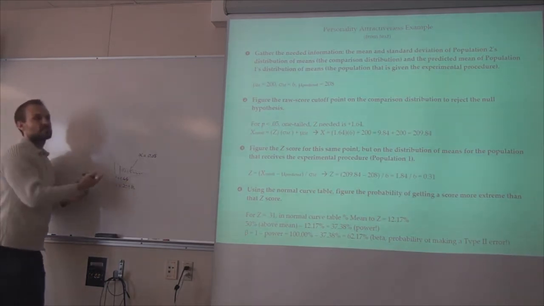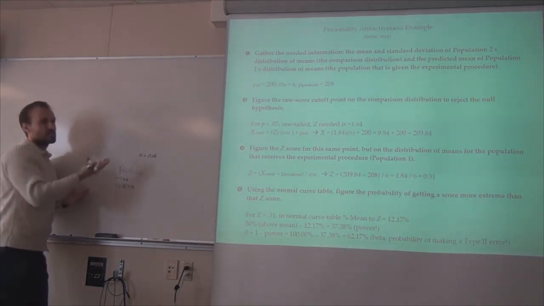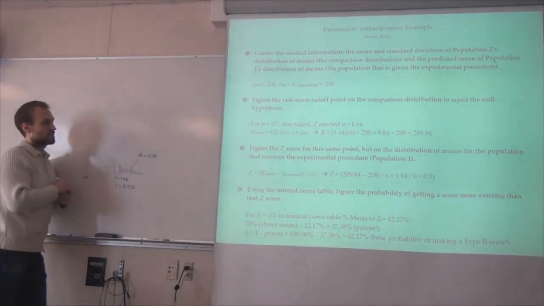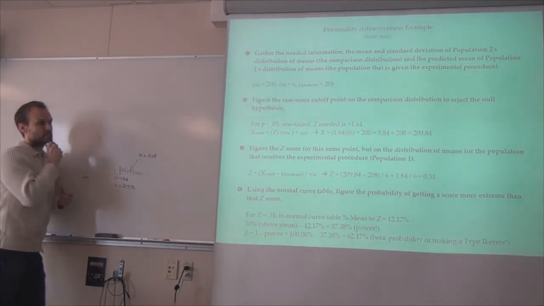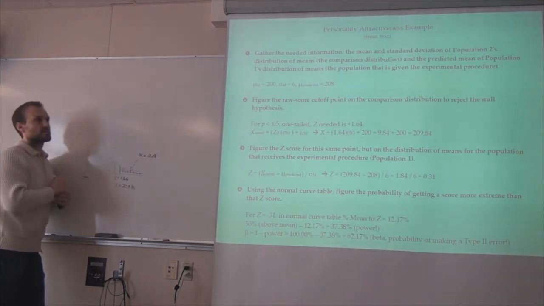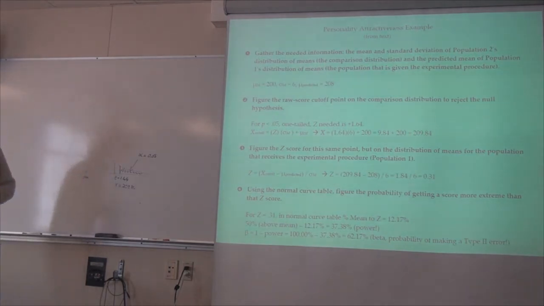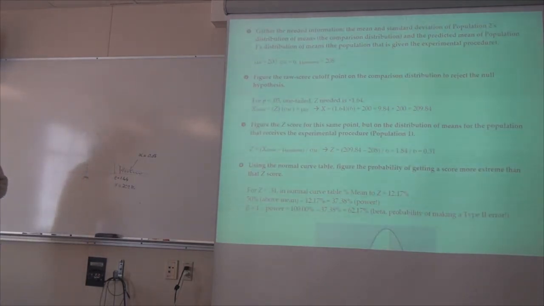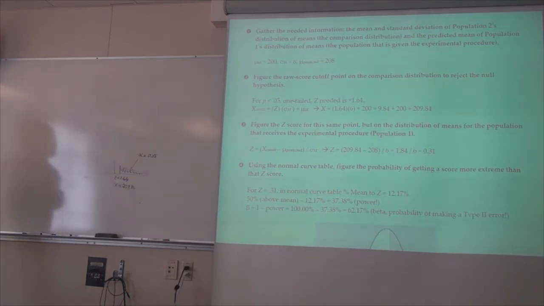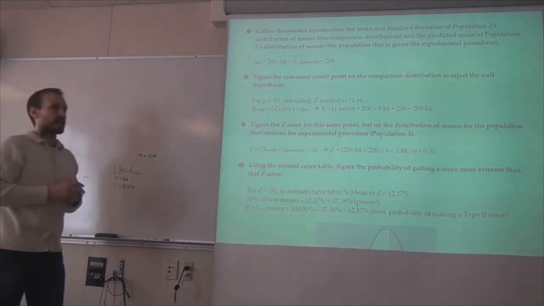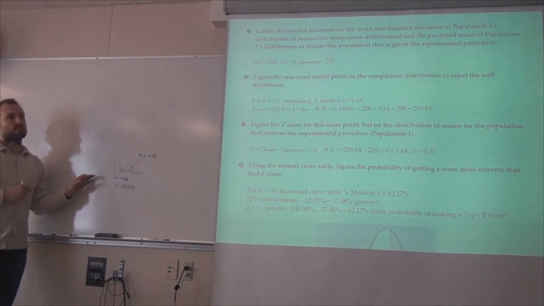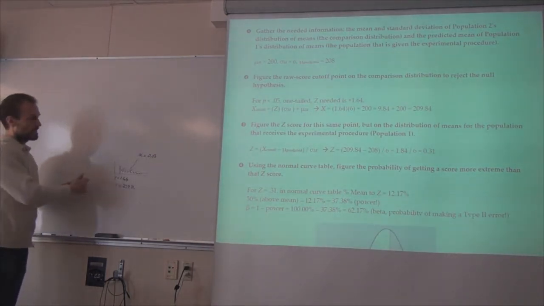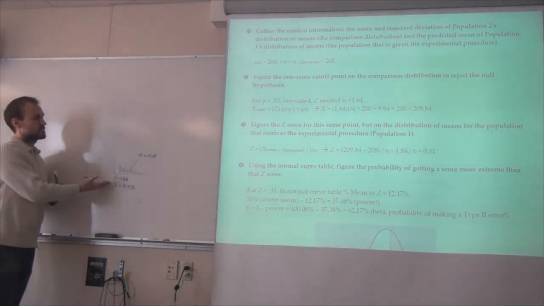Yeah, it's not extreme enough, it's not strong enough. It's inconclusive, so I don't reject the null hypothesis. Based on the evidence that this sample gives me, I can't say that there has been a significant enough change. All right? So now I want to calculate the probability that I don't reject the null hypothesis, but I actually should have.